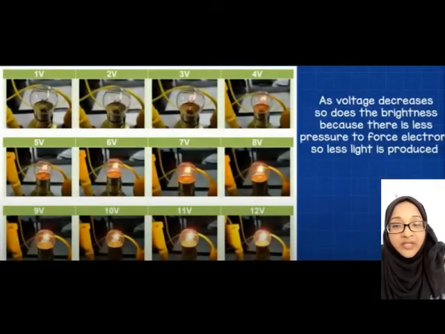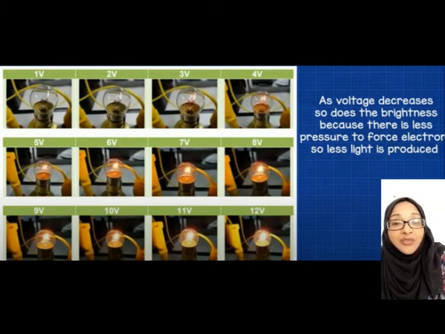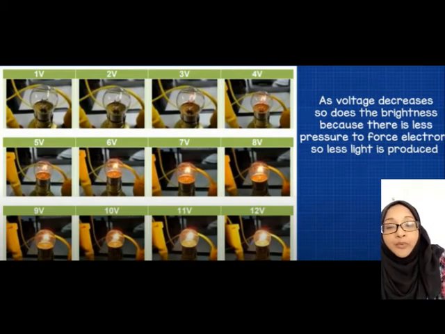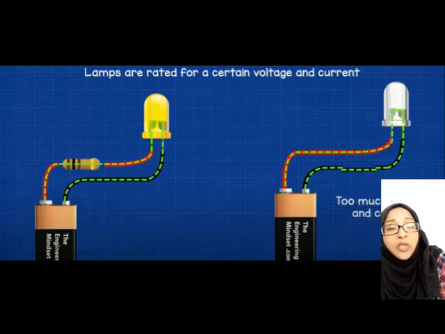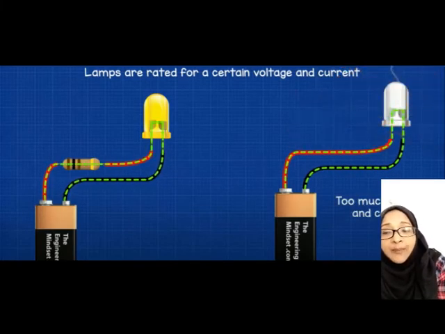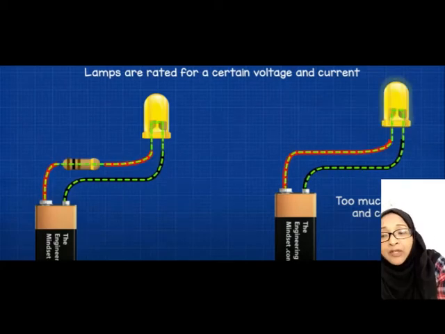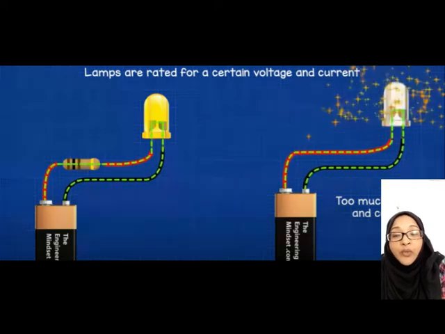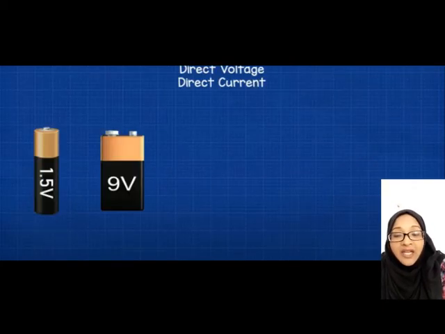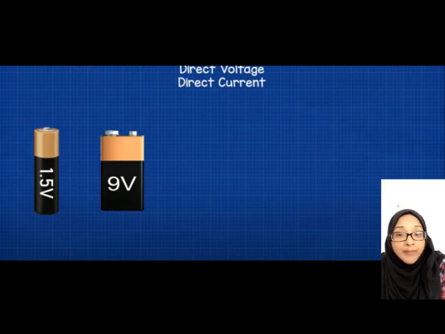As voltage decreases, so does the brightness, because there is less pressure to force the electrons, so less light is produced. The lamp or the bulb is only rated for a certain voltage and current. If we use a higher voltage, the lamp will become brighter because more electrons are flowing through it, but if we add too much voltage and current, then the lamp will blow up because too many electrons are passing through at once.